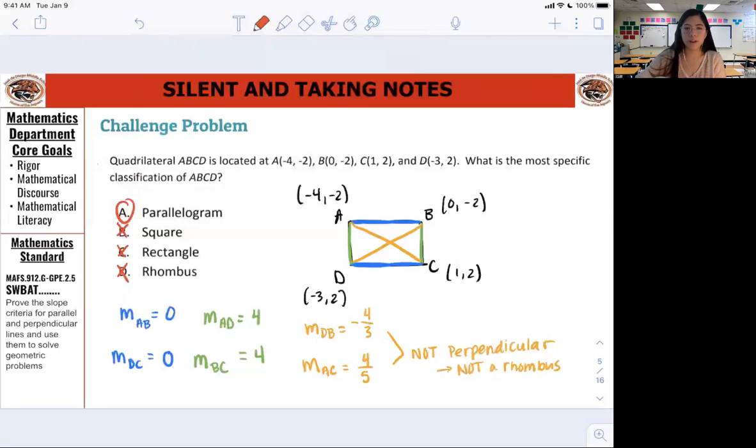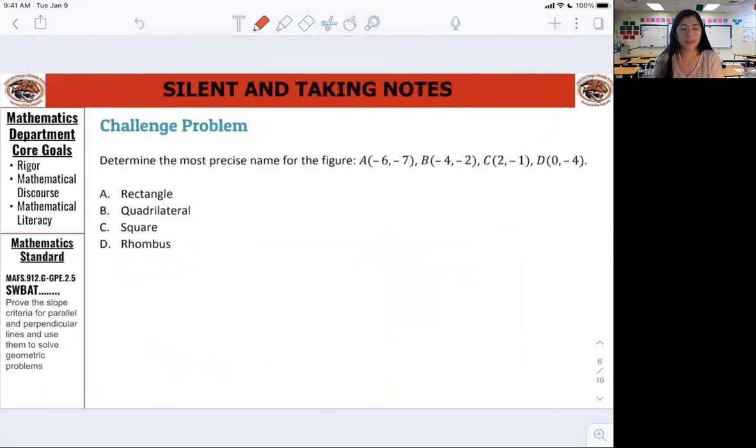Okay, so let's do another one. Same exact type of question, same exact process. Go ahead, get started on it, and I'll put up the poll.